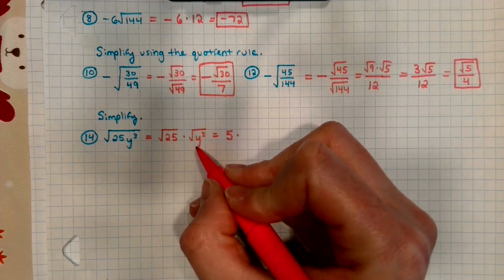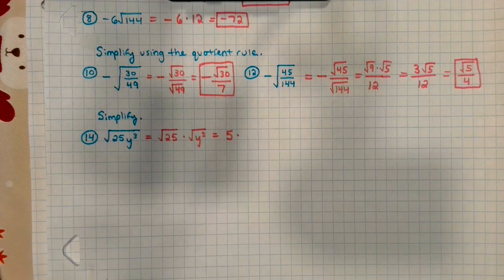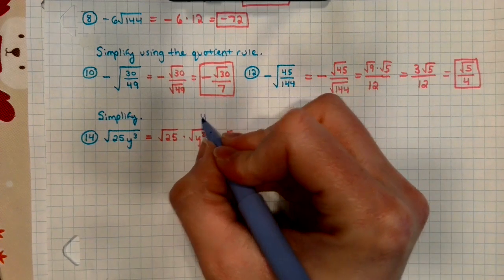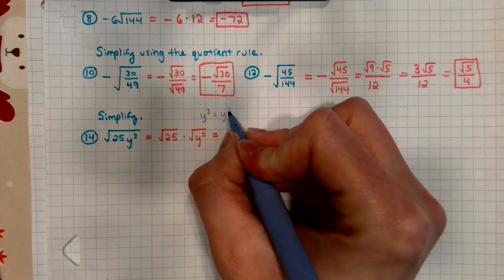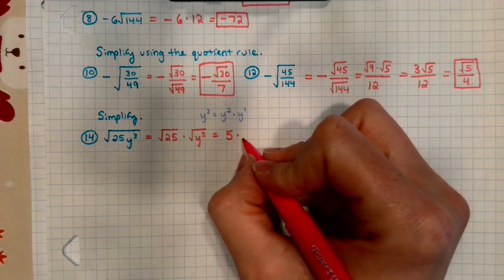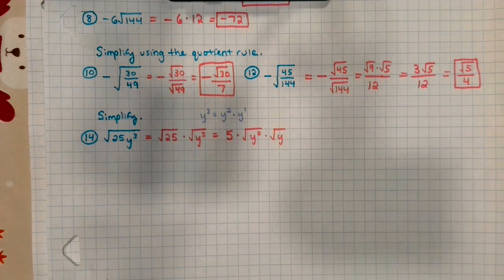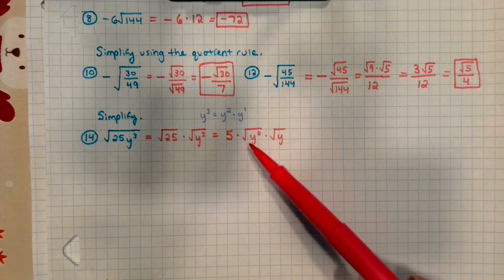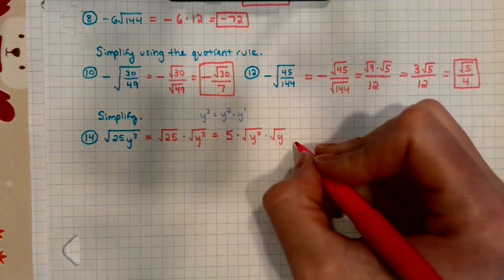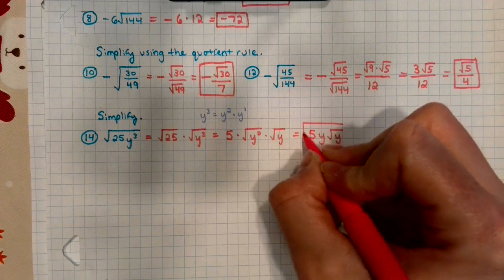And then the square root of y to the third power. Y to the third power, keep in mind, is the same as y squared times y to the first power. So when we write this radical, we're going to rewrite it as the square root of y squared times the square root of y to the first power, which you don't need to write that 1. And the reason we're writing it that way is because we can actually take the square root of y squared. So this is now going to be 5y times the square root of y, since we can't go any further with that piece.